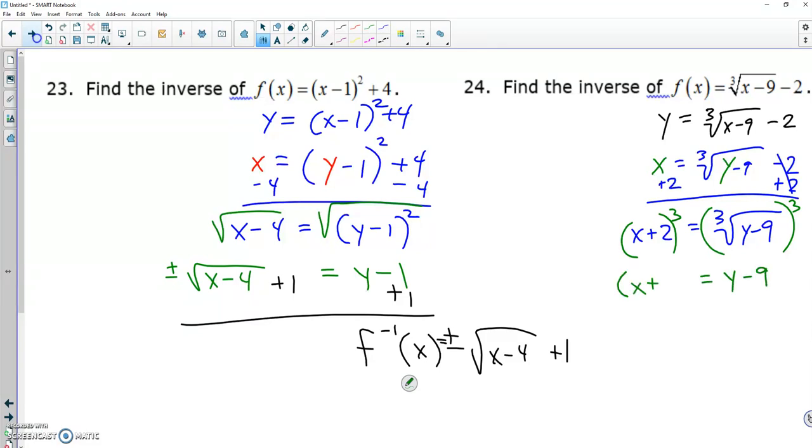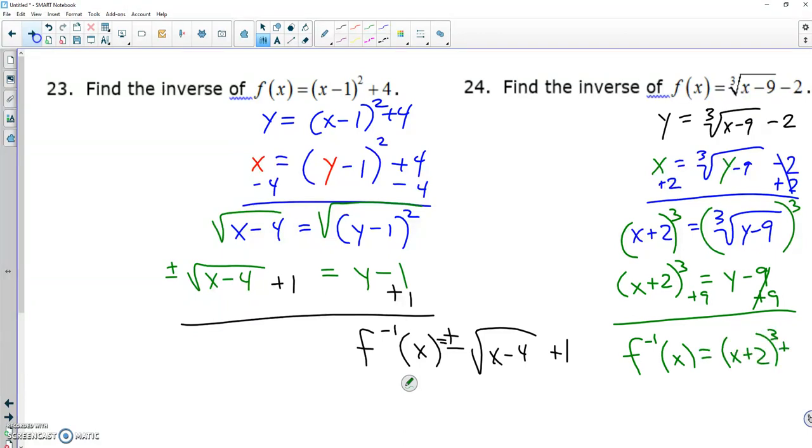And we actually don't have to multiply this out. We could just leave it like that, and then we would just add 9 to both sides. So these cross out. Switch that y back into f of x. So I put f inverse of x equals (x plus 2) cubed plus 9. There's our final answer.